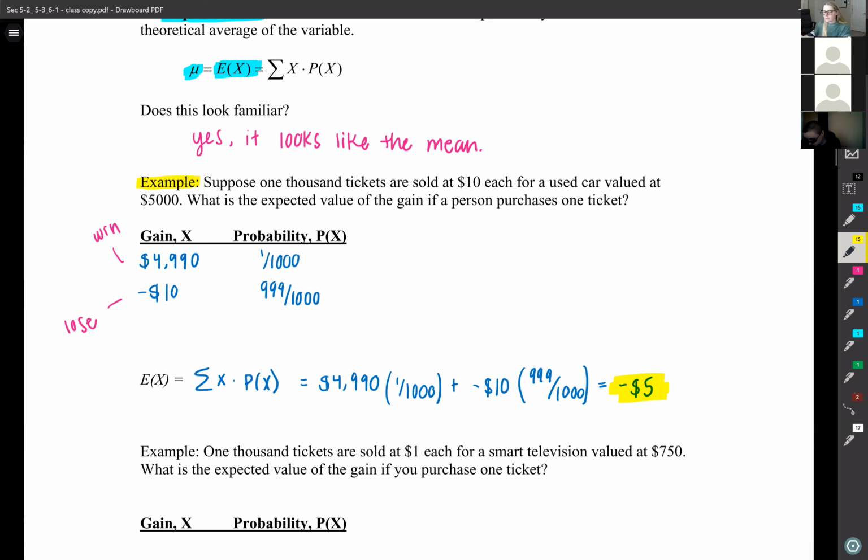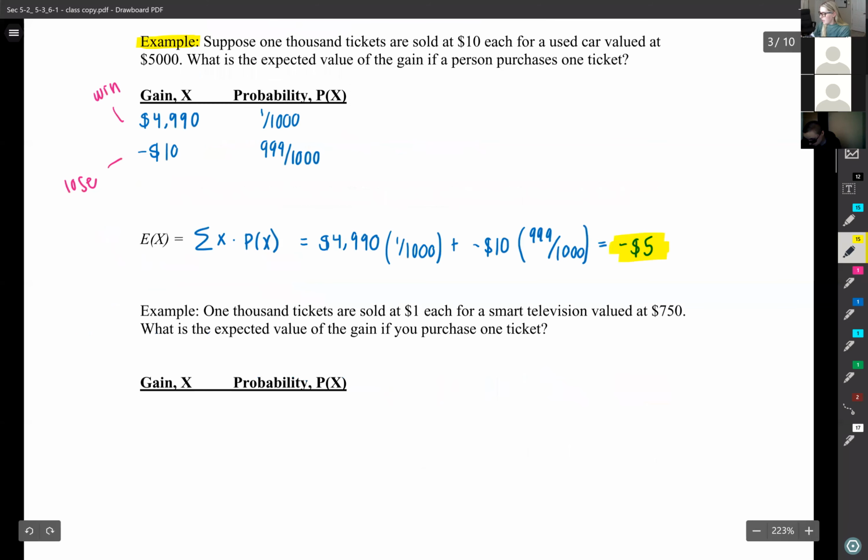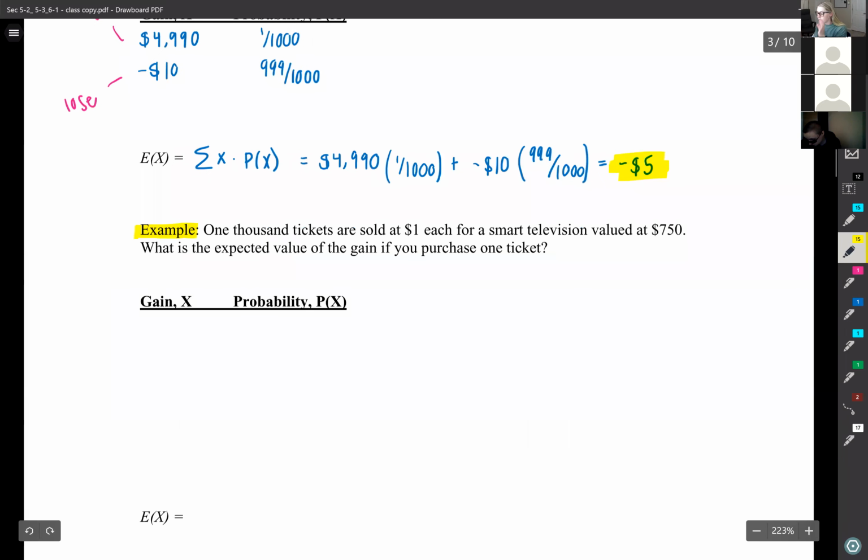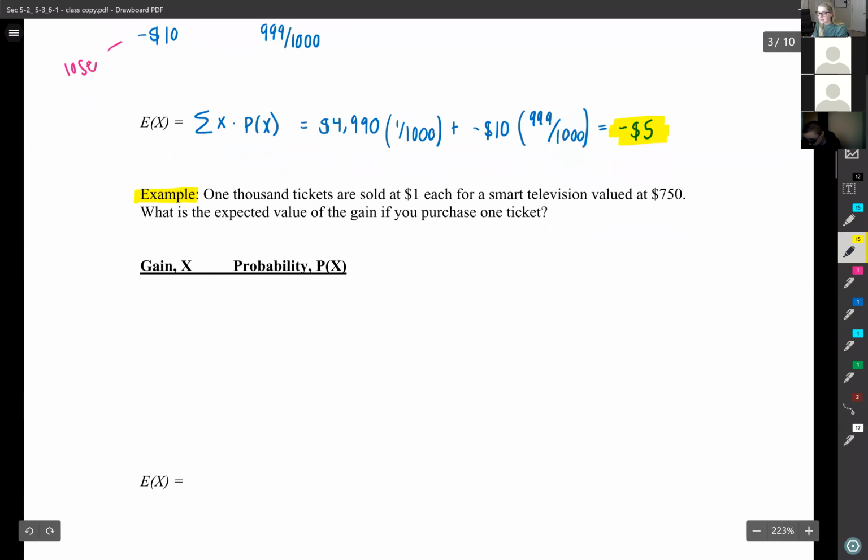Okay, let's do one more example. So this is very, very similar. 1,000 tickets are sold at $1 each for a smart television valued at $750. What is the expected value of the gain if you purchase one ticket? So I'm going to let you all try this one on your own. It's basically the same as the last example. You're just using different numbers in this scenario. So I'm going to let you try it, and then chat me your answers when you get it. And we will go over this one too.